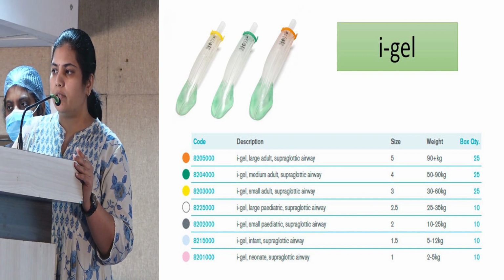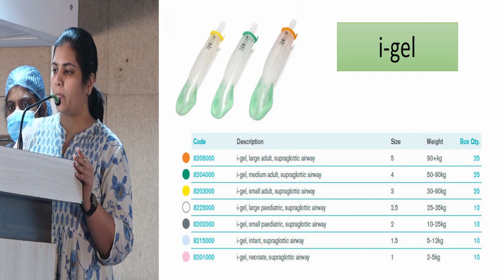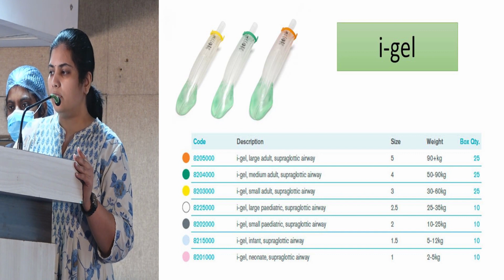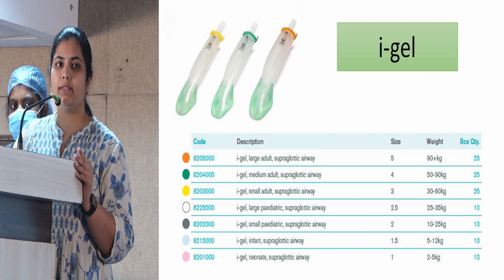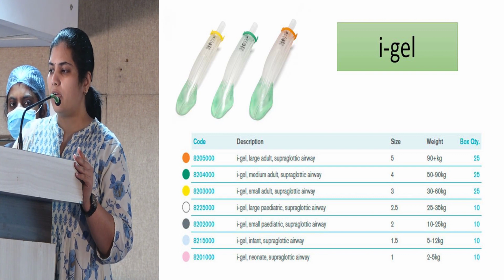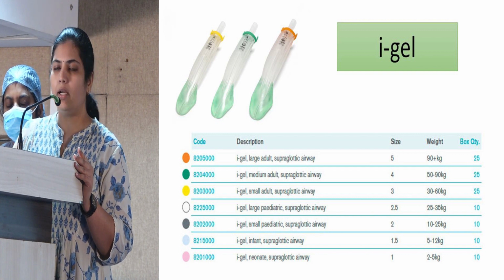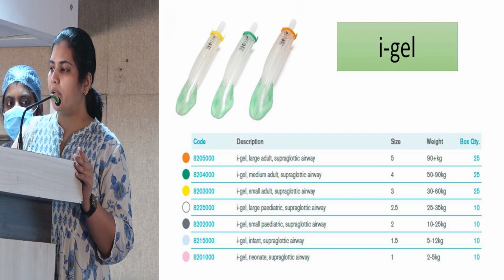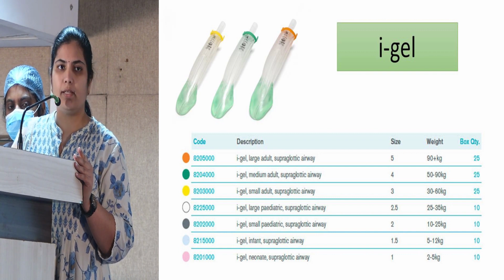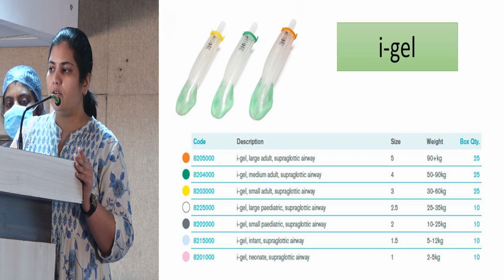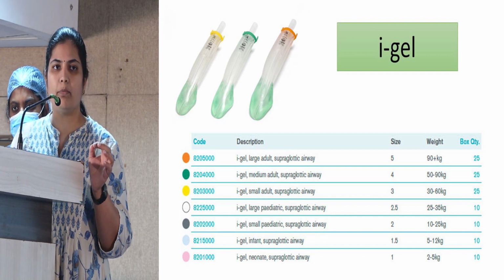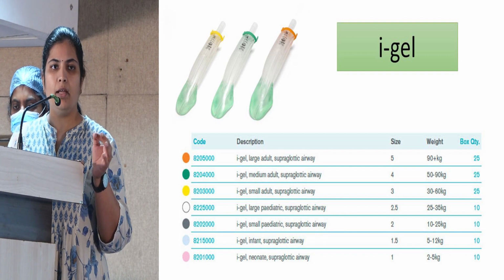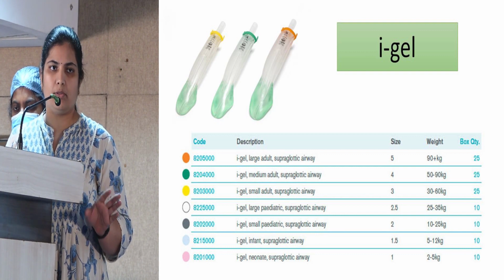So this is the color coding above IGEL. For a normal adult, we use yellow size IGEL, and for a large patient we use green. So green and yellow can be used, and for a heavy patient we use orange sized IGEL. So here we need not inflate a cuff, and moreover it has a provision to pass a suction catheter and remove gastric secretions also.